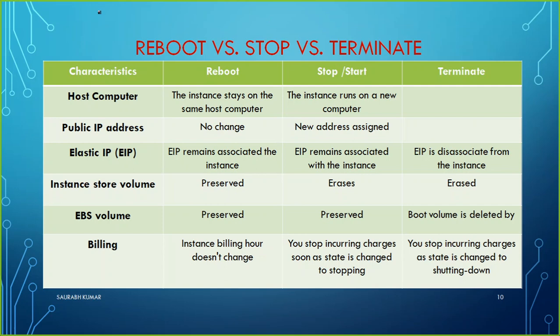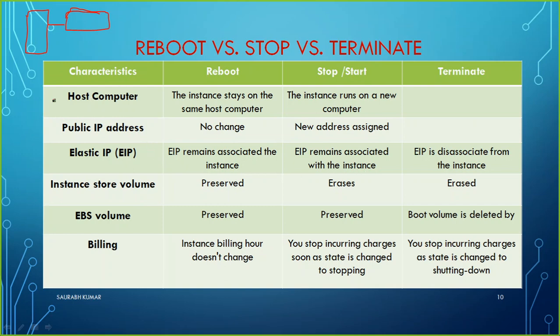For example, you have a machine, your EC2 instance, connected with one EBS. What happens when you restart this EC2 instance? What happens with the IP address? What happens with the billing part? So here is the comparison.